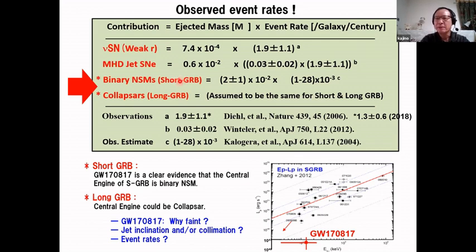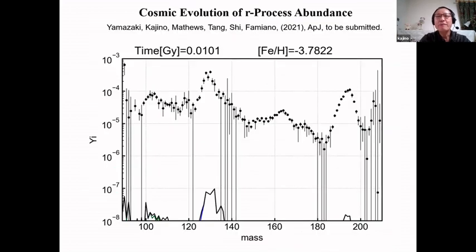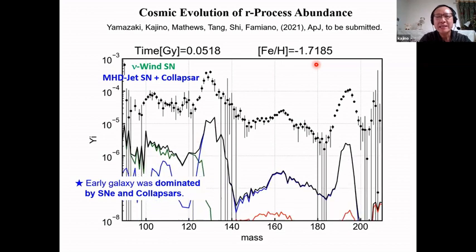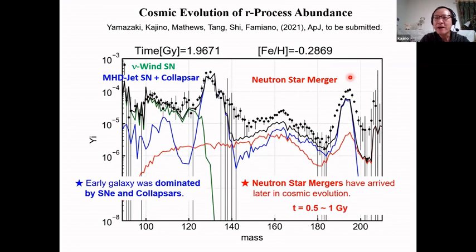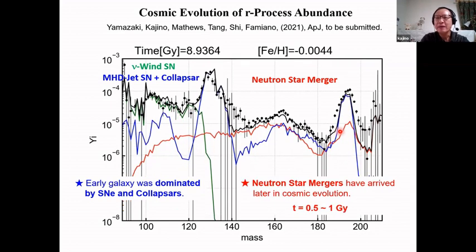Okay, having all this, we have calculated chemical evolution in a galaxy. Here we show the elemental abundance, isotopic abundance, and mass distribution as a function of metallicity or time. I will show you the movie here. From the very early history of the early galaxy and very metal-poor regions, the simulation starts. The early galaxy was dominated undoubtedly by supernovae and collapsars. But the neutron star mergers arrived at a later time in our cosmic history.